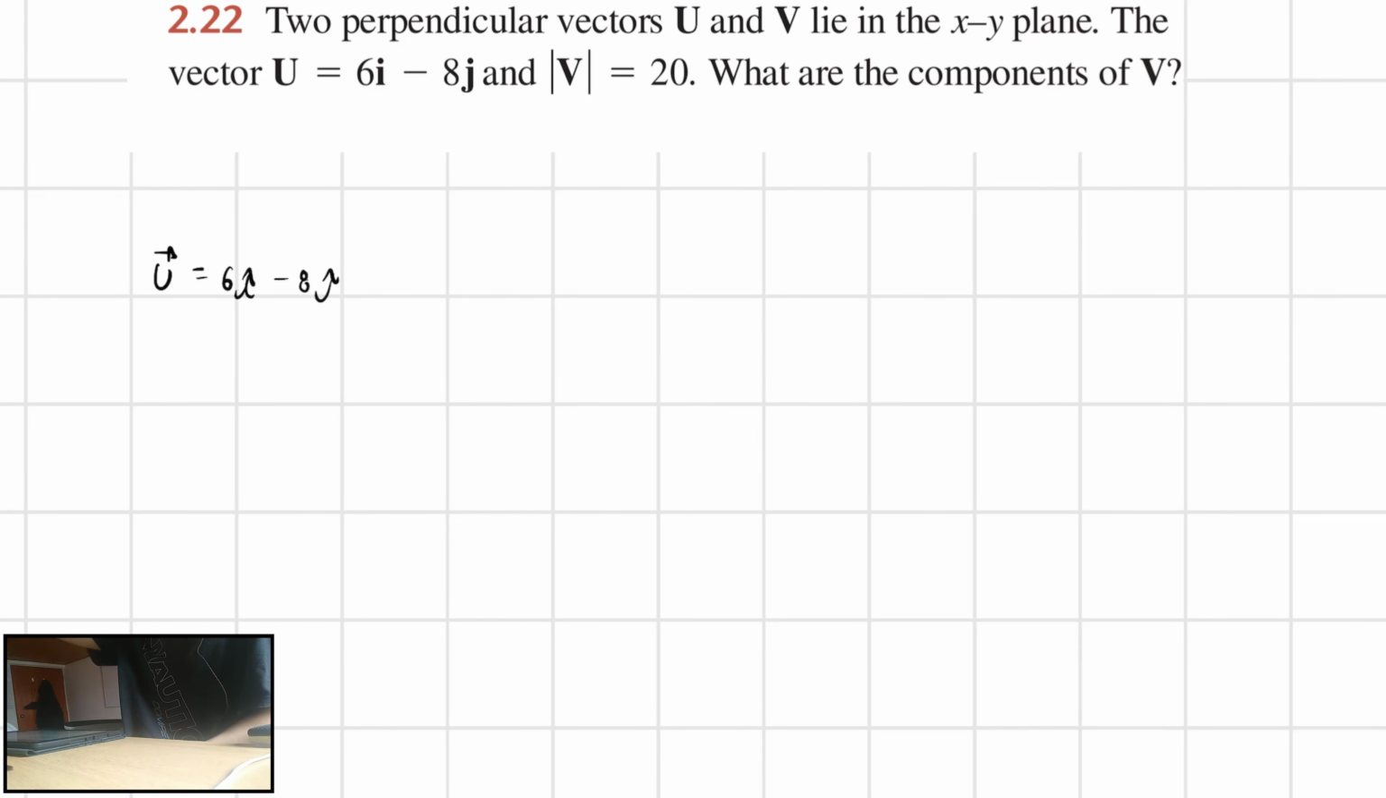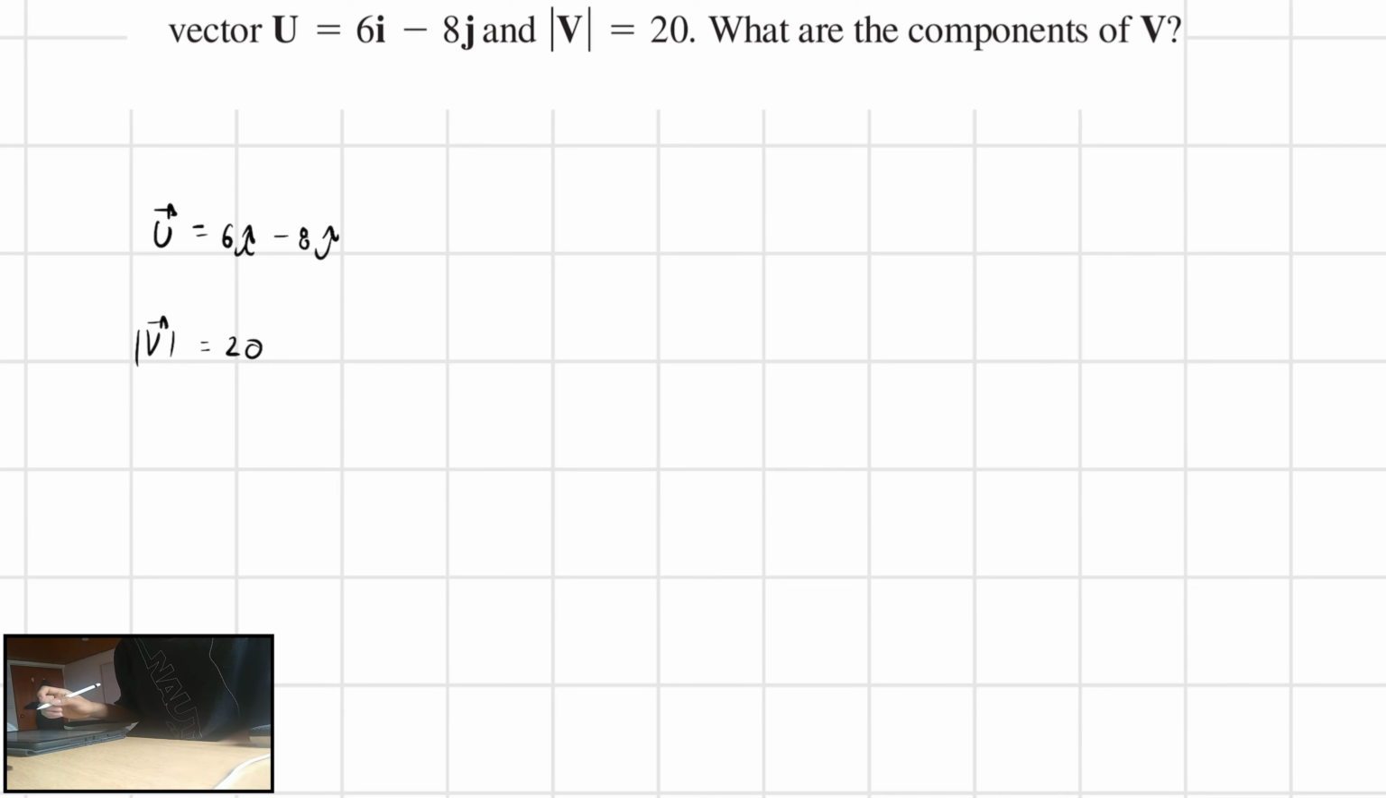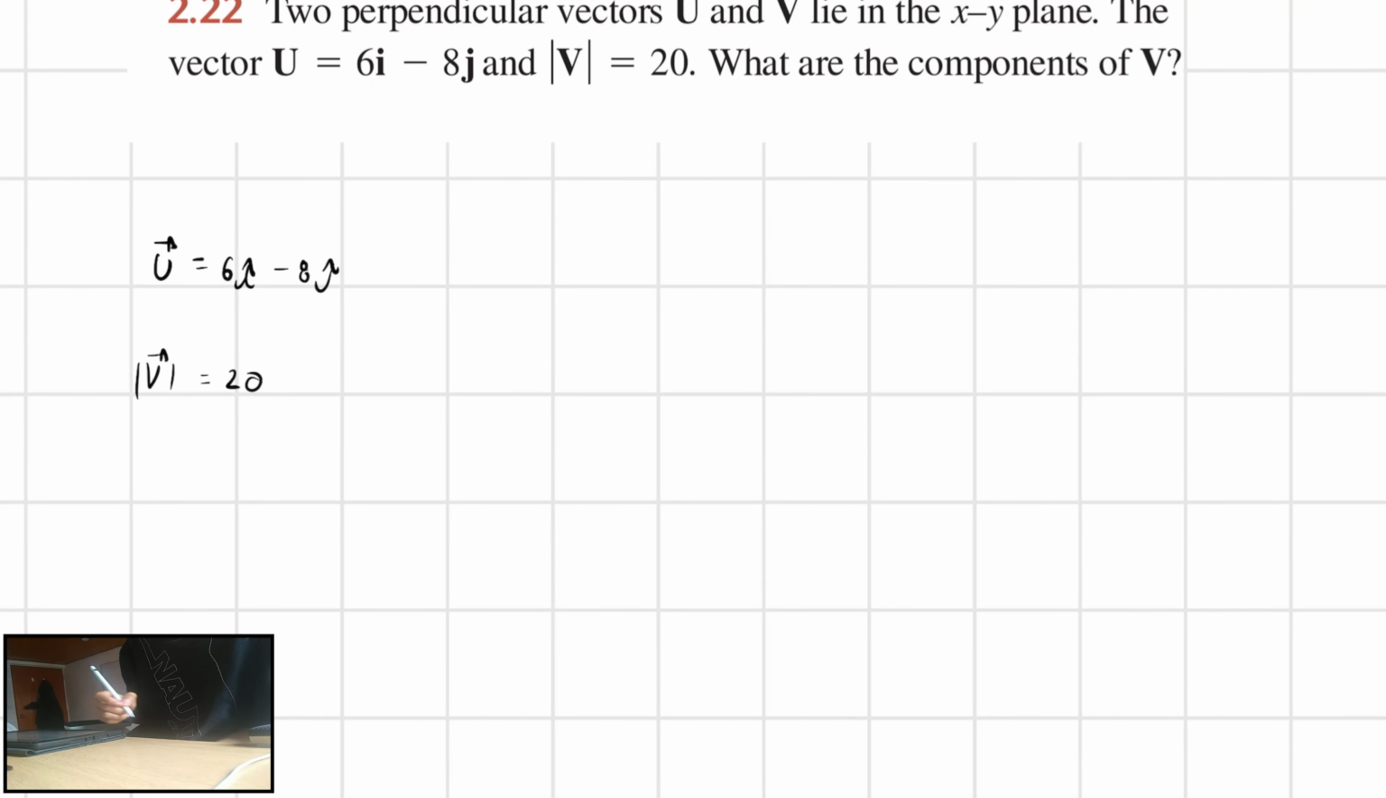And then I have that the magnitude of the vector v is equal to 20. They're asking me for the components of v. So they're asking me for the vx component in the i direction plus the vy component in the j direction. Specifically, they're asking me to give these two.